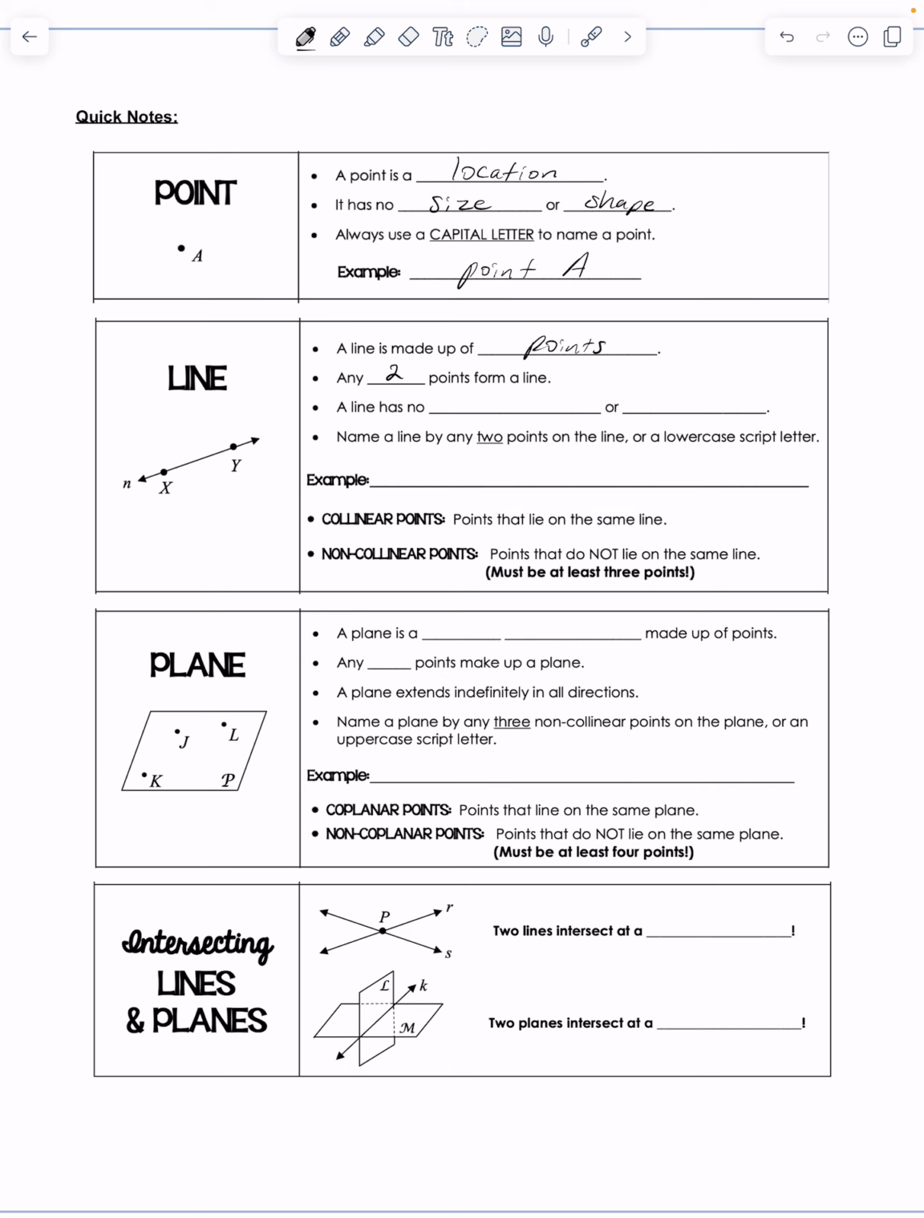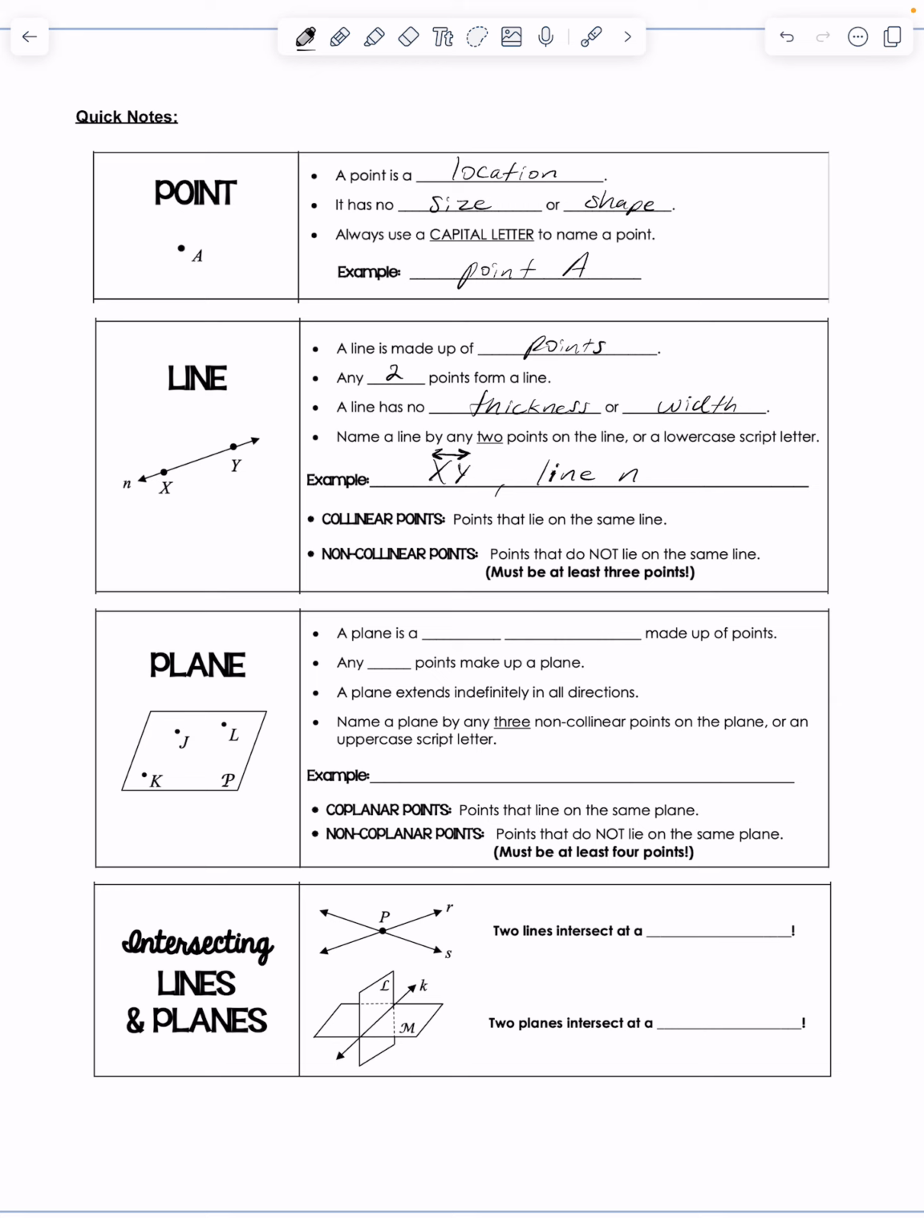A line has no thickness or width, and you can name a line by any 2 points on the line or a lowercase script letter. So an example here would be, we can have line XY with this symbol here, or we could have line, it looks like lowercase n.